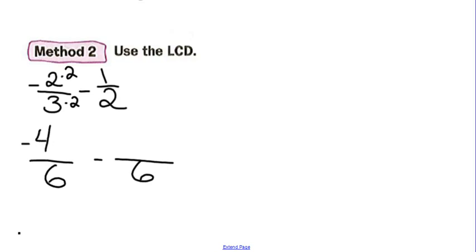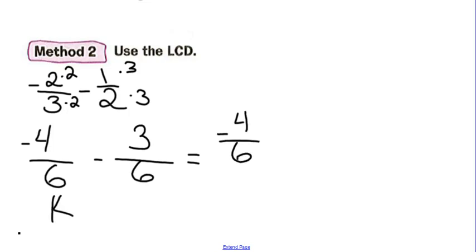So do the same thing to the top. So that gives me -4/6. And then over here to get 2 to 6, I multiply it by 3. And I'll do the same to the top. So that gives me -3/6. So now I can roll with this. So I've got -4/6 minus 3/6. And you know what? I don't like subtracting. I like adding. So I'm going to change it to an addition problem. So I've got -4/6, and then I'm going to keep, change, and do the opposite of that second term. So I'm going to change that to an addition. I'm going to change this guy to -3/6.